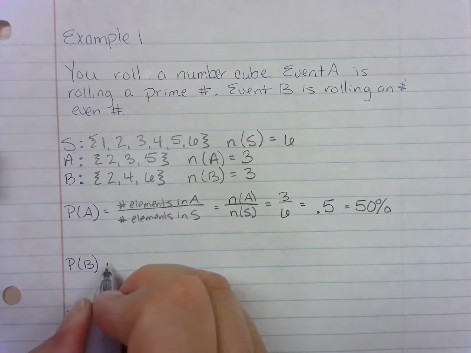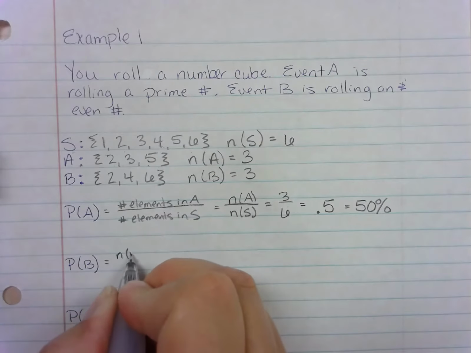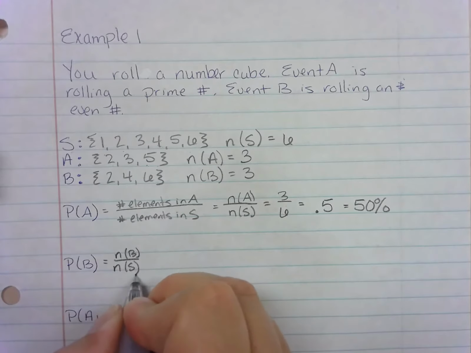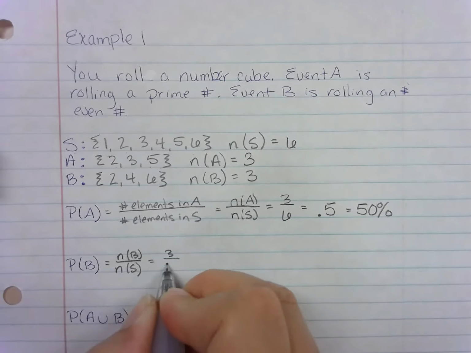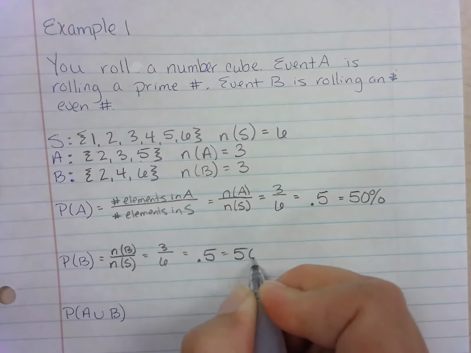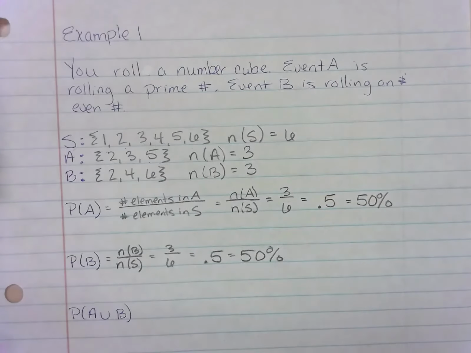Same thing for event B. Event B is going to be the number of elements in event B over the number of elements in the sample space, which also happens to be 3 over 6, which is also 50%. That's something that you've done before. That shouldn't be new to you. Maybe organizing it by events instead of individual numbers is new, but probability itself isn't new.